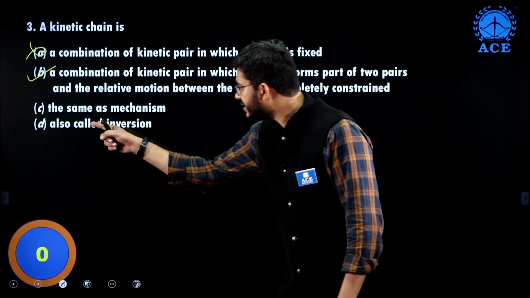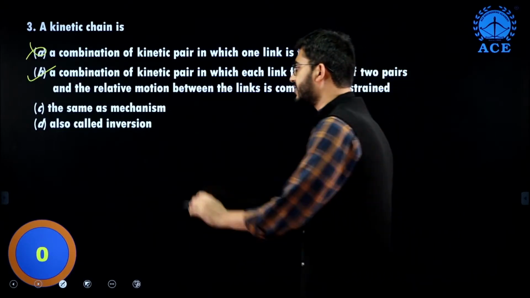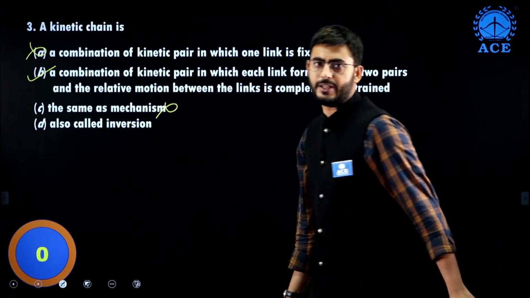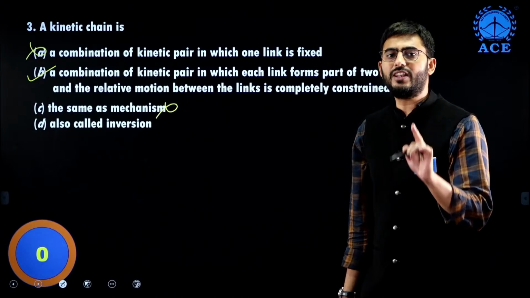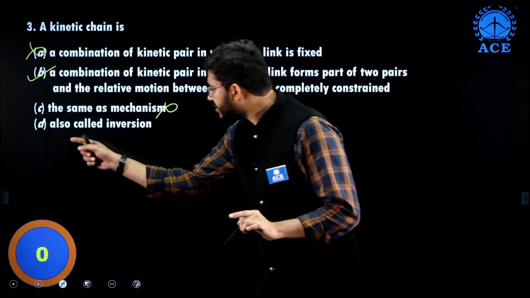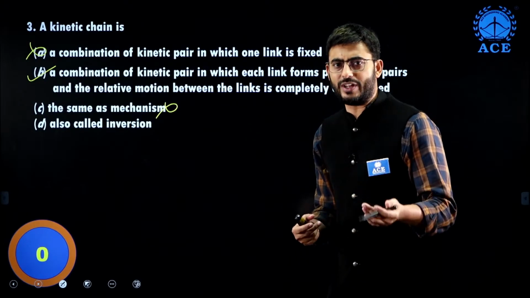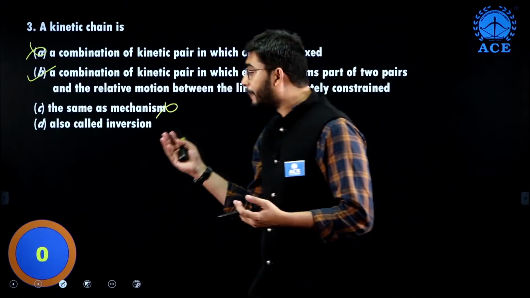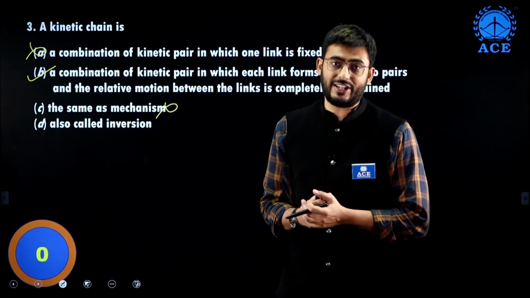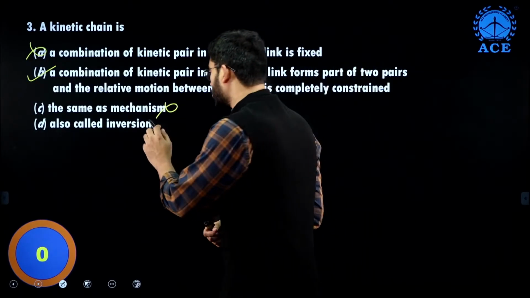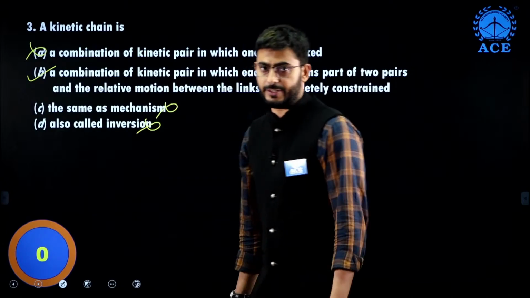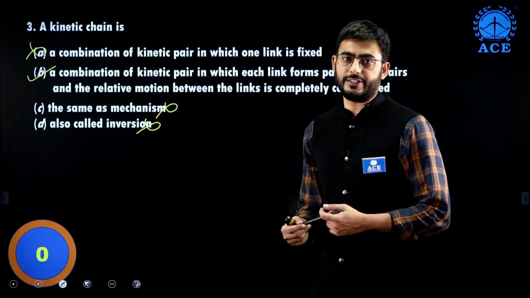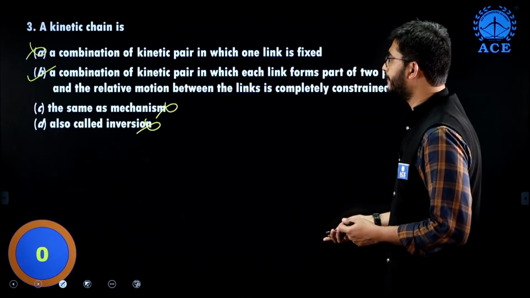And option C says same as mechanism. No guys, it is definitely a wrong answer. In the mechanism we have one link fixed. Alright, next is option D. Option D is saying inversion. Inversion is obtained by fixing the different links, guys. Inversion is also not the correct answer. Option B is the answer, guys.